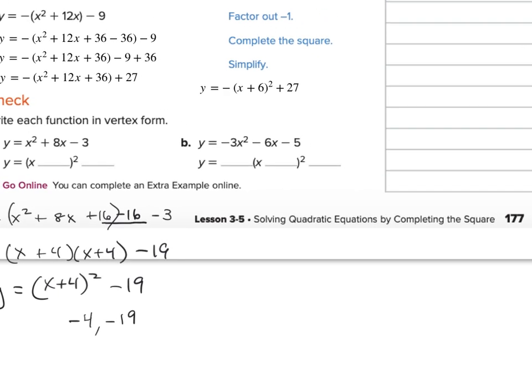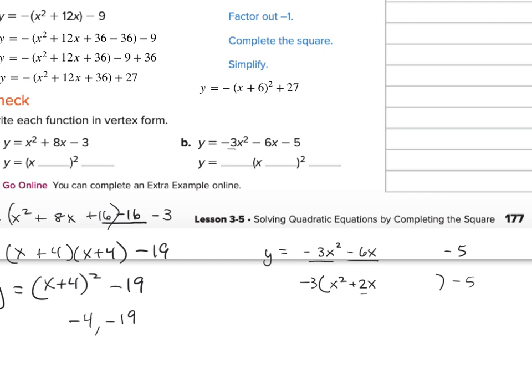This example right here is a little bit more challenging because we're going to have to factor something out so we can complete the square. So we have negative 3x squared minus 6x, and I'm just going to throw that minus 5 over there. I'm going to go ahead and factor out negative 3. So negative 3, and that would be x squared plus 2x, right? Because I factored out 3. And then I still have negative 5 on the outside.